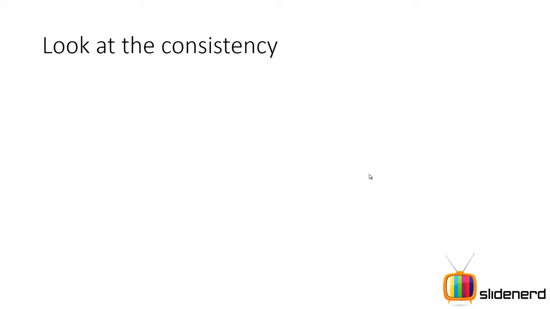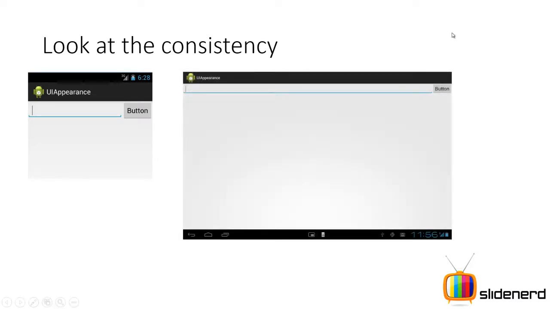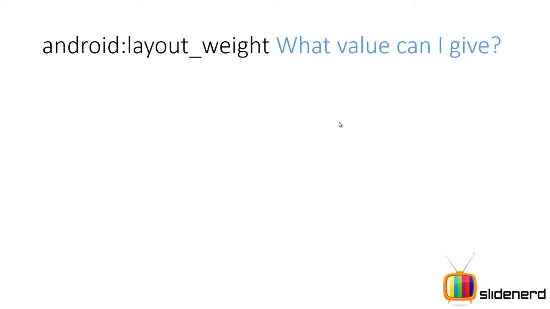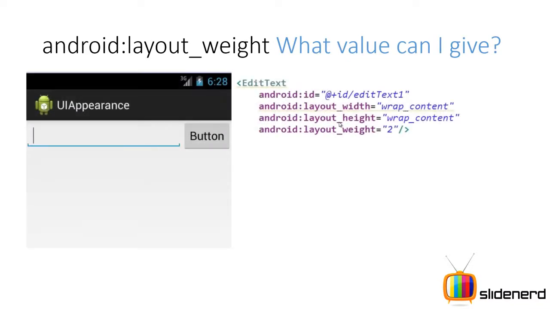Now if you talk about consistency, take a look at the mobile and take a look at the tablet. Here again the same thing happens. The button takes wrap content, and since you give the edit text a layout weight of 1, the Android user interface manager gives all the available space to this edit text. Now you guys probably have a question: what value can I give to the Android layout weight? What happens if I give it a layout weight of 2? Well, as long as you have only one component which is using layout weight, you can give any value you want. But when you have more than one component that uses a layout weight, we are going to see what happens.